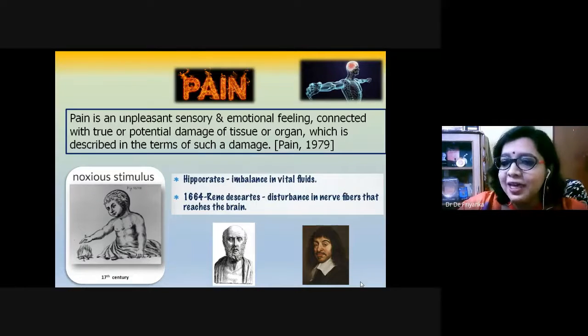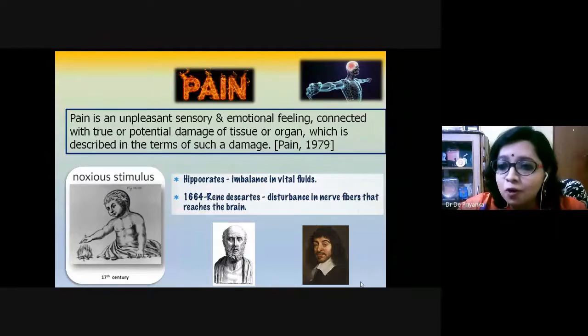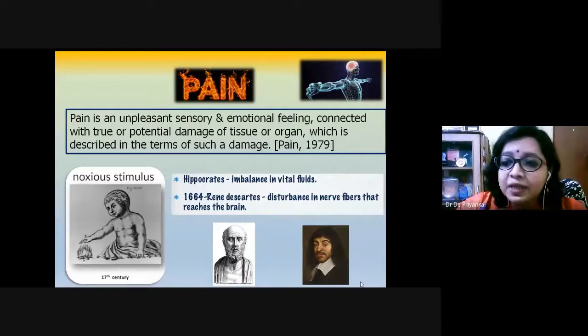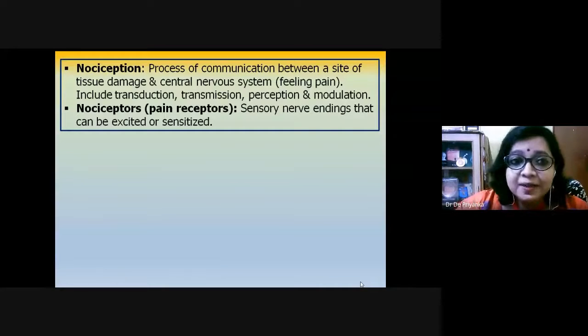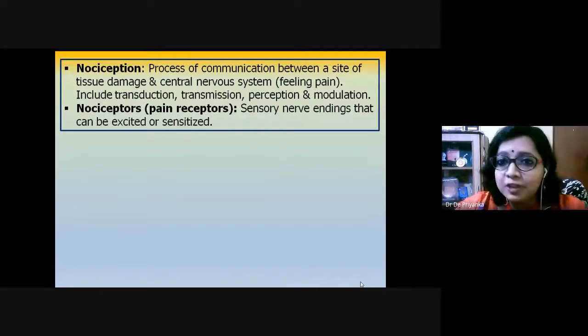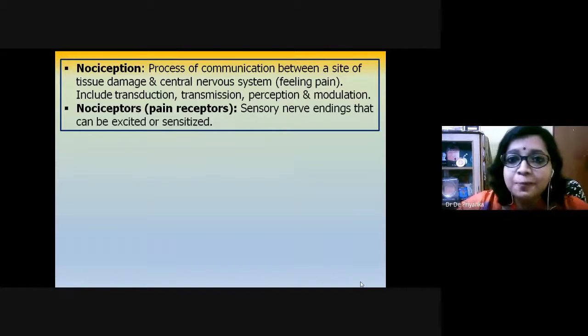He mentioned that pain is a result of the disturbance happening in the nerve fibers that reaches the brain. So for the first time, a scientific attribute was given to the subject, which is pain psychology or pain biology. Now, as we see, it is a part of physiology or a neurocognitive aspect. It is not the pain which we use in a common man's language. From the scientific world, it is nociception.